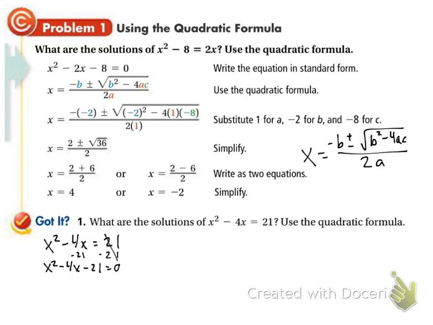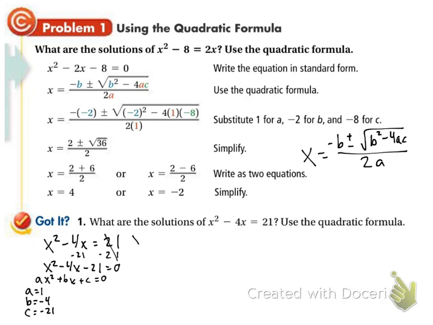Now I can figure out what my a, b, and c are. So here's our standard form: ax squared plus bx plus c equals 0. Basically, a is your first number, b is your second number, and c is your third number. If there's no number in front, that means that a is 1. b matches up with negative 4, and c matches up with negative 21.